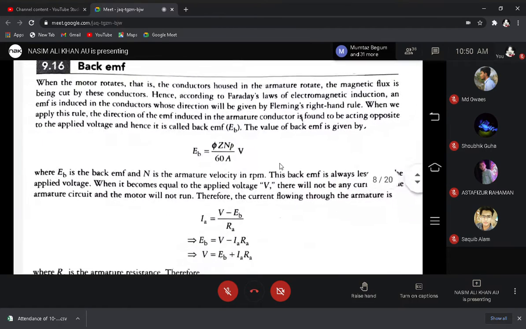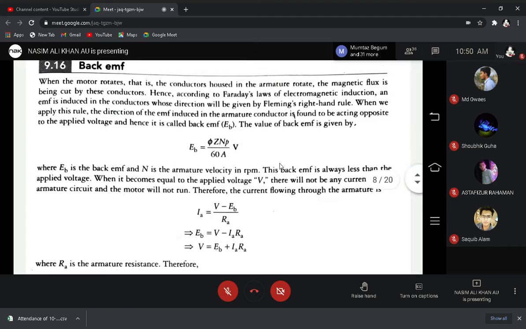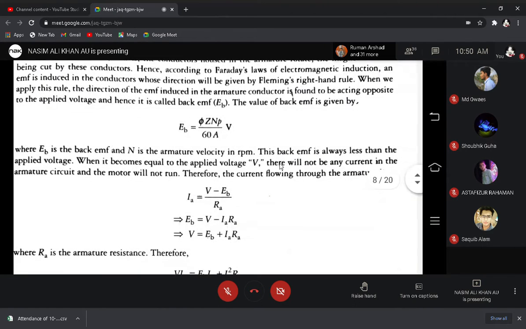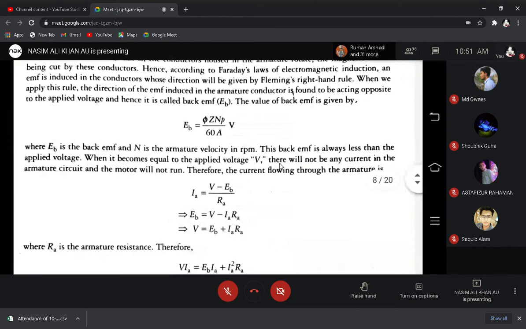Now, let me explain it another way. Where EB is the back EMF and N is the armature speed in RPM, the back EMF is always less than the applied voltage. It is very important. When it becomes equal to the applied voltage, there will be no current in the armature circuit and the motor will not run. So the current flowing through the armature will be I equals V minus EB by RA.